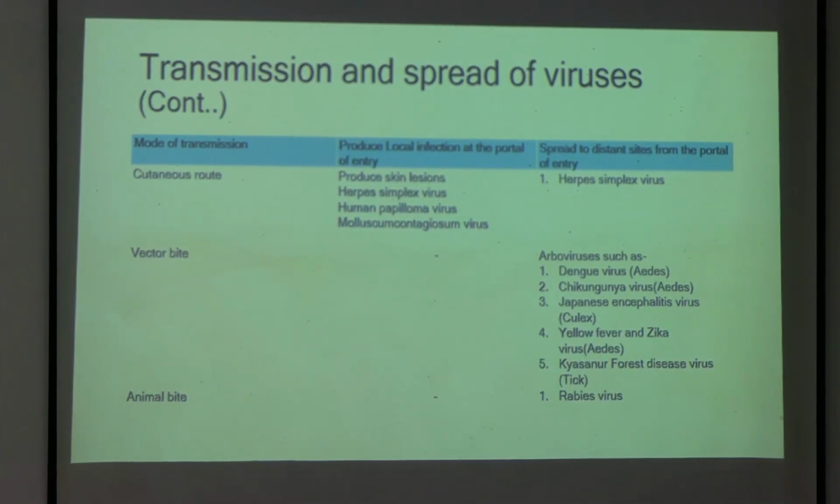Okay, I'm running short of time. I have to finish fungus also. So the same for the cutaneous route. See, human papilloma viruses and molluscum contagiosum viruses: the local infection will be produced at the site of portal entry. But herpes simplex virus, where does it form? Herpes simplex.